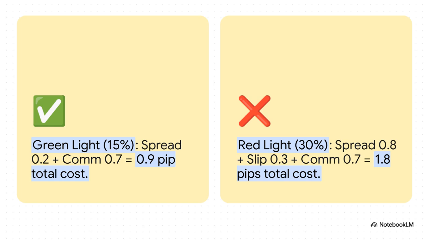But now look at the right. The spread widens a bit, you get a little slippage. Suddenly, your total cost doubles to 1.8 pips. That's 30% of your target. Same trade setup, but now it is a red light. You have to stand down.